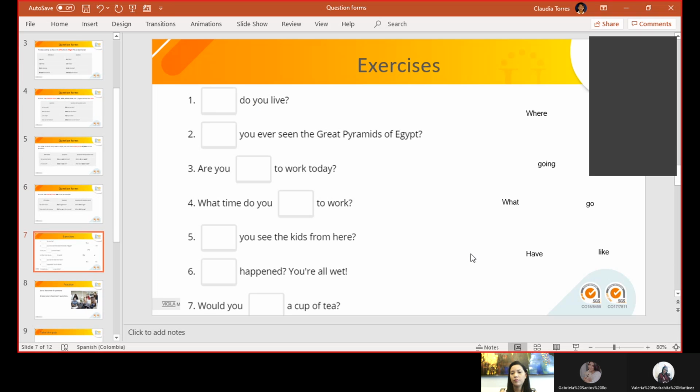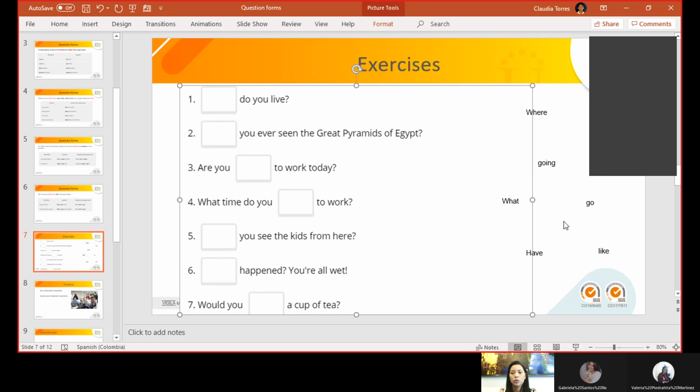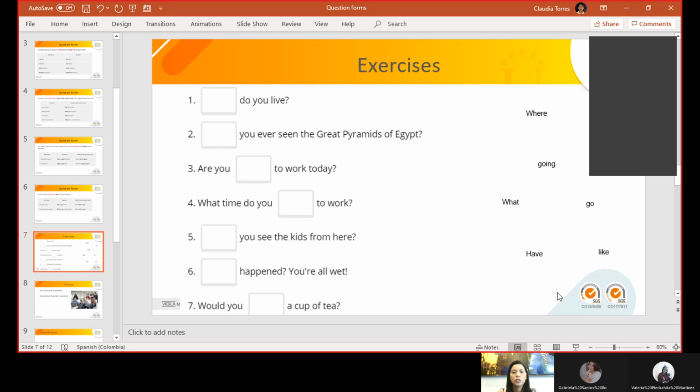Okay. So here you have a very simple exercise. So what do you have to do? You have to fill in the gaps with the words that you will find here. Okay, so for the first question, what do you think is the word that best fits this question here? Where do you?